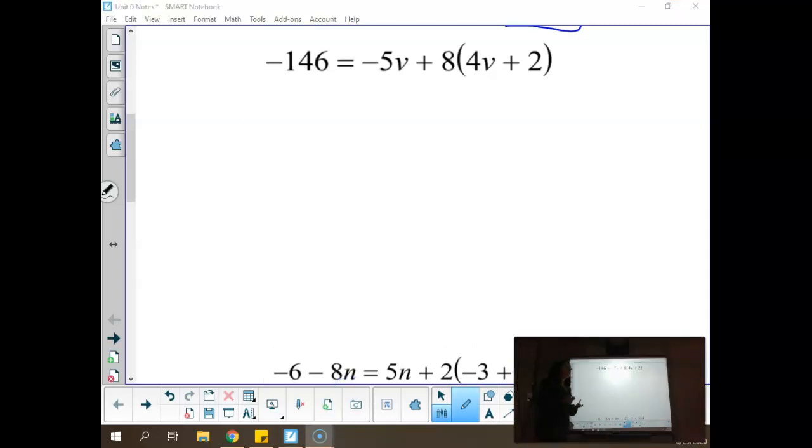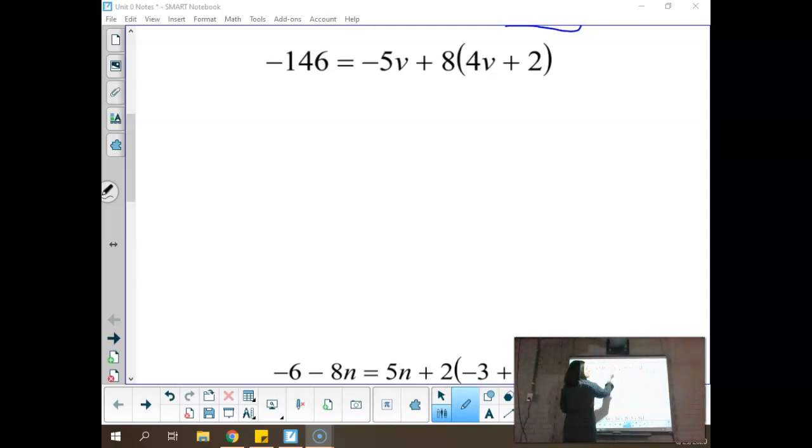It's a little bit more complicated, and we've got negative 146 equals negative 5v plus 8 times the quantity 4v plus 2. Now, we can't use that method I just showed you with division because this little guy right here is not divisible by 8. Darn. And moving it isn't going to help because it's still a v. So instead, we're going to have to use distribution.